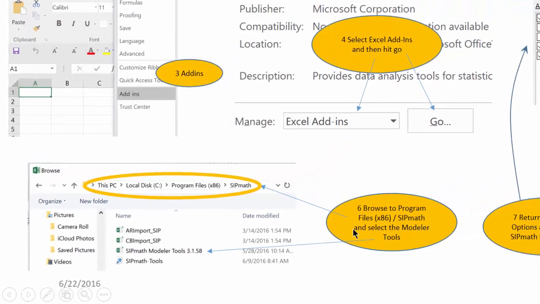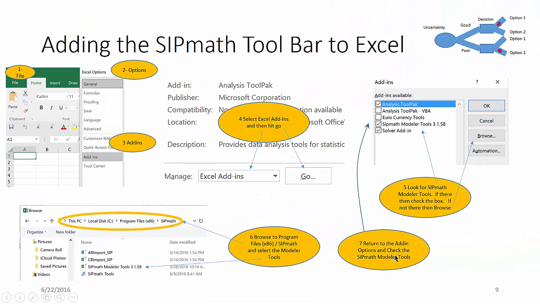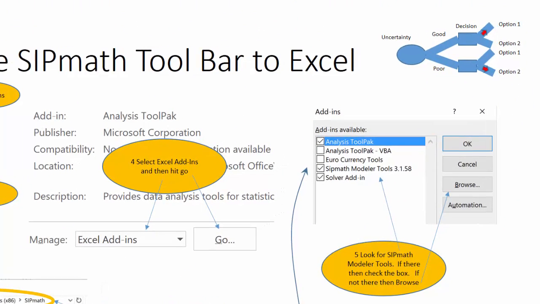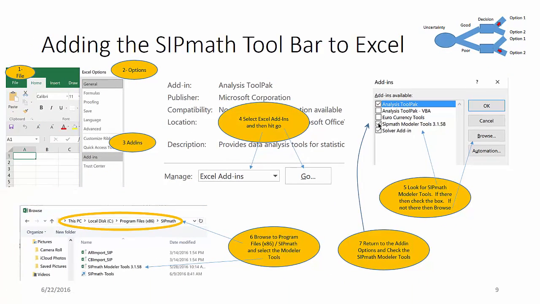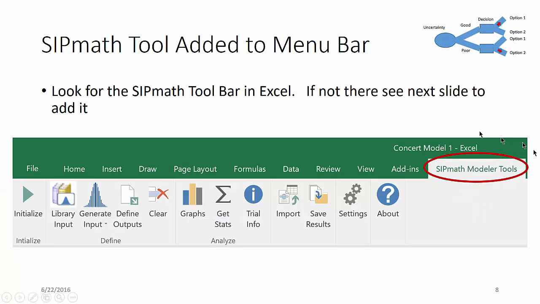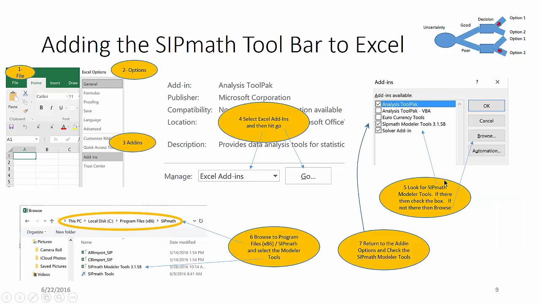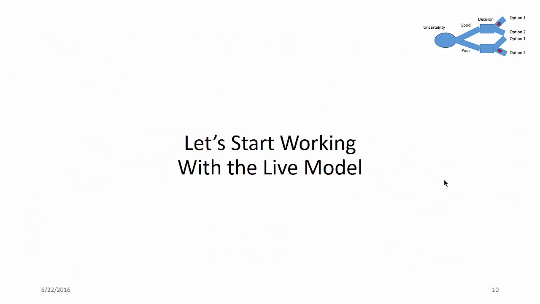Once you've clicked on that, then you'll want to return to the add-in options and check the SIPmath toolbar box over here. And then you should be all set. If I go back one slide here, you should have this on your Excel. Alright, so let's assume you've got SIPmath Toolbar already installed. Let's get working with our live model.